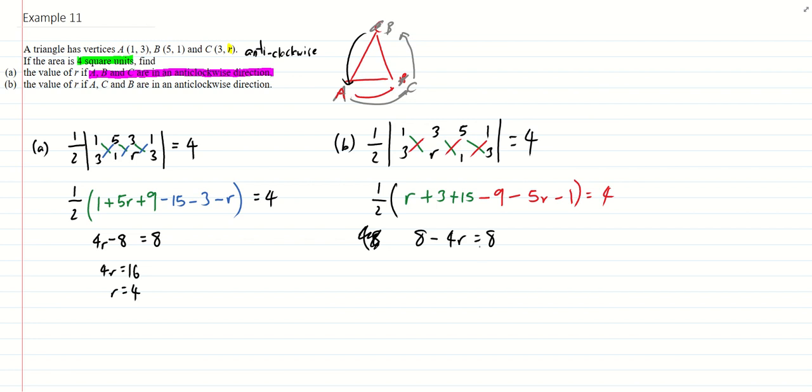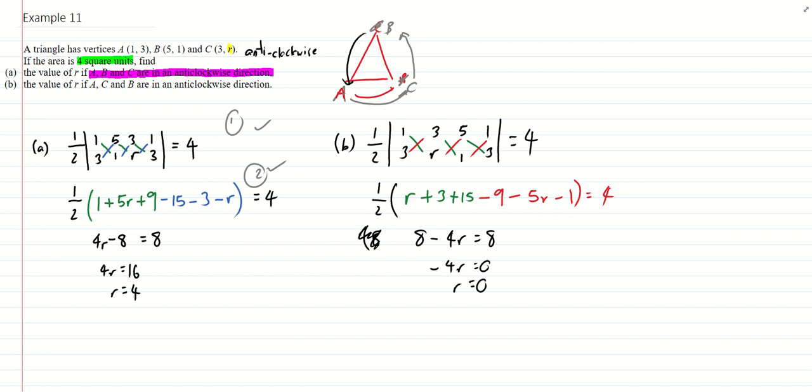Okay, and then we just need to solve this. You realize that if I subtract 8 from both sides, I'll have negative 4r equals 0 and r equals 0 for part B. All right, so the important thing is basically how you put it into the shoelace form, and then how you expand this shoelace form into this particular form over here, the linear form. Okay, so if you can do this and you can do this, I can guarantee you can solve any questions with regards to area of quadrilaterals, or triangles, or even polygons.